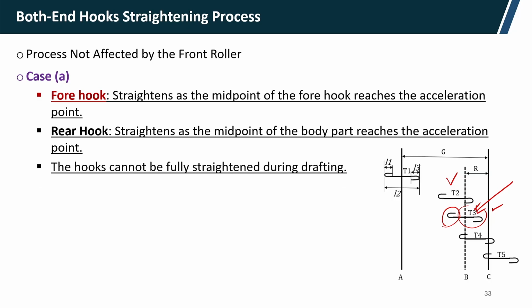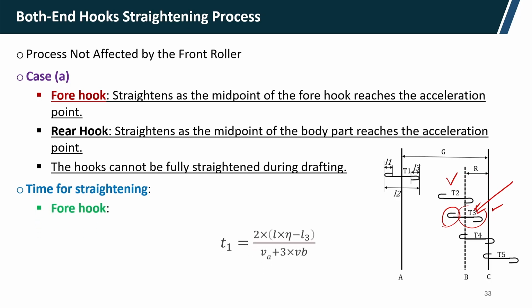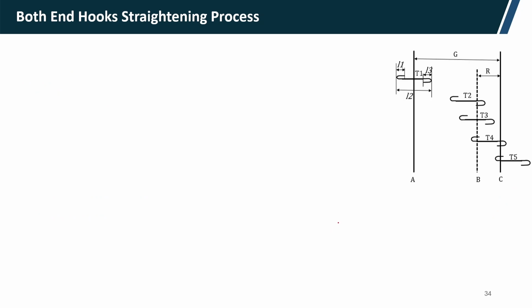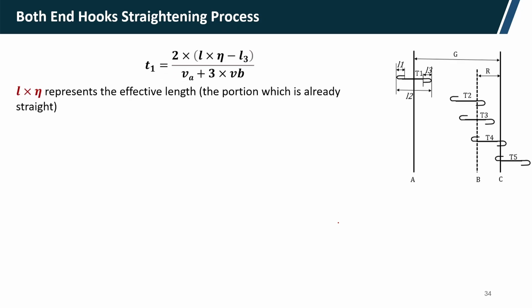The hooks cannot be fully straightened during the drafting. So, the time for straightening for the front hook is this time, which can be derived; we have already seen it earlier also. Here L eta represents the effective length, and eta is the straightening factor.